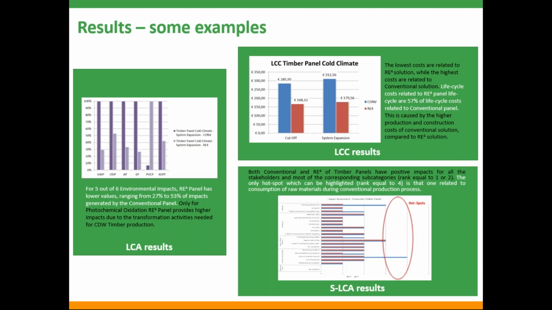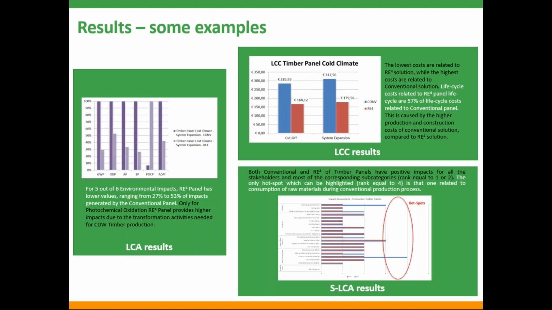In this slide, some examples on the results are shown. When considering the timber panel in cold climate in terms of LCA, so looking at this image, it is shown that for 5 out of 6 environmental impacts, the RE4 panel has lower values, ranging from 27 to 53% of impacts generated by the conventional panel. Looking at the LCC results, the life cycle costs related to RE4 panels are 57% of the ones declared related to the conventional panel.